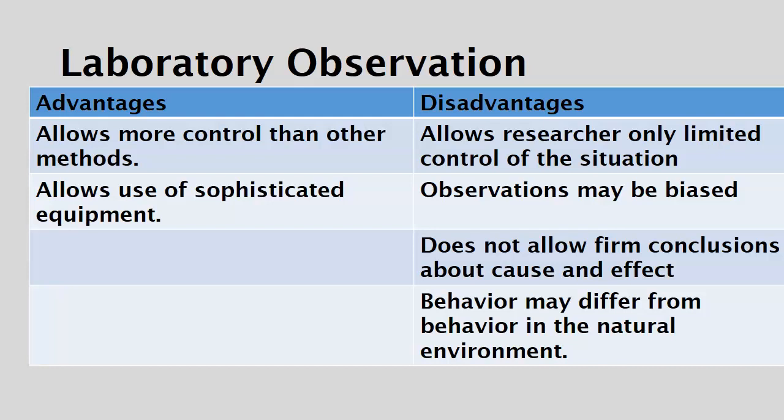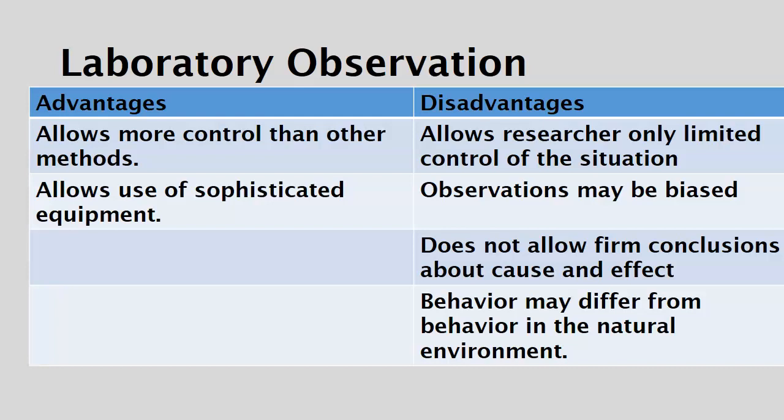Of course, the disadvantage is that maybe you can't control everything. You're still just observing. You're not controlling the situation. And so the kid might have a temper tantrum. The kid might wet his pants. There are all sorts of things that can still get in the way, even though you have more control than in a naturalistic observation setting. Your observations could still be biased.